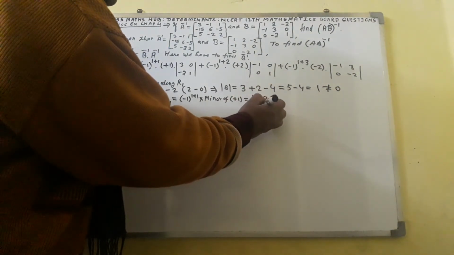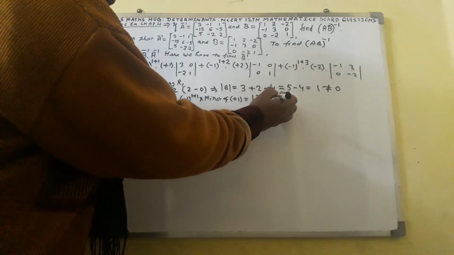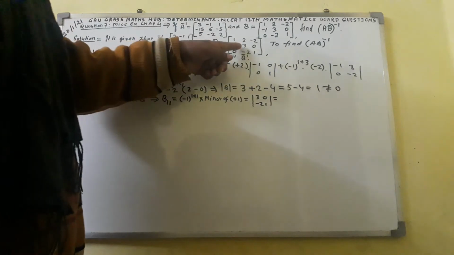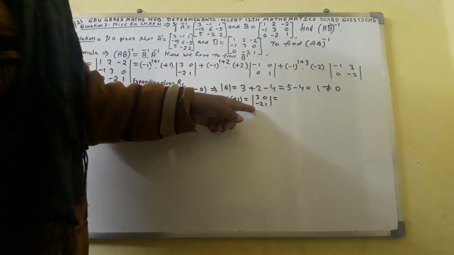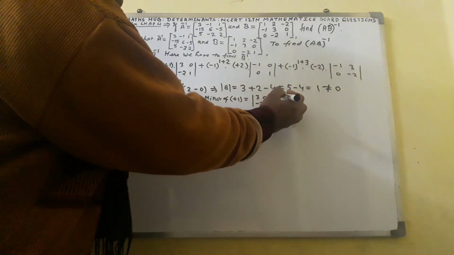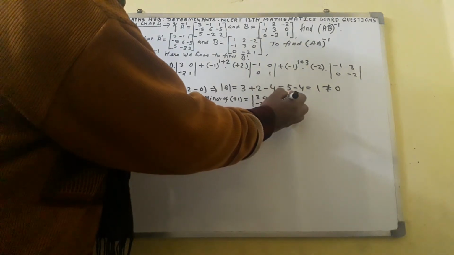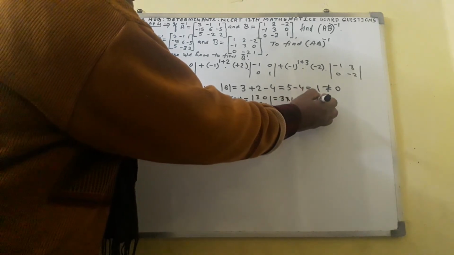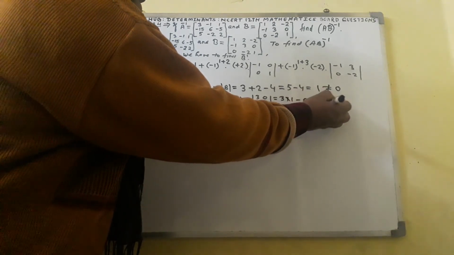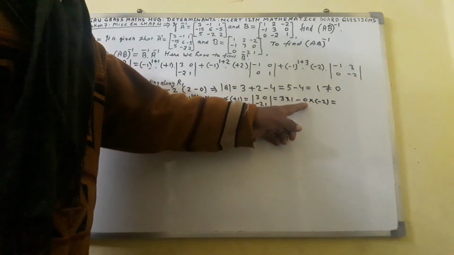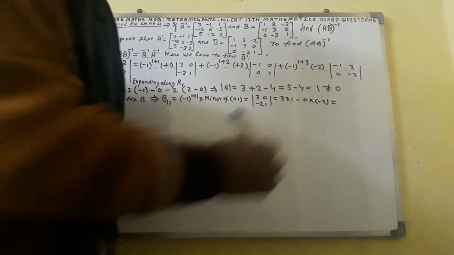3 0, minus 2 1, equal to 3 0, minus 2 1 we will get. So this will multiply the elements of the principal diagonal. 3 will multiply to 1, minus 0 will multiply to minus 2. 0 multiplied by minus 2 comes out to 0. 3 multiplied by 1 comes out to 3.